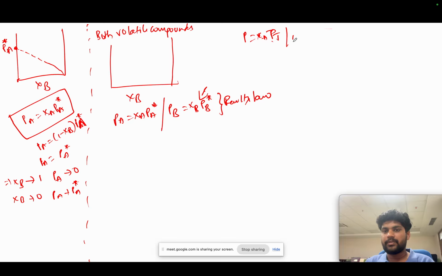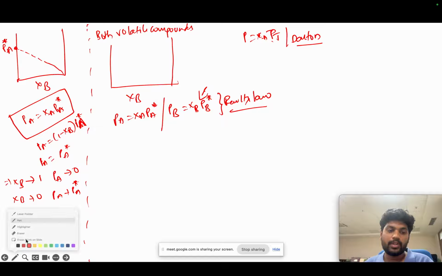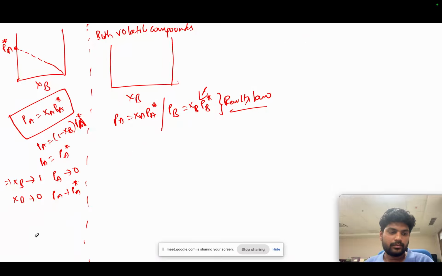Okay, you need to remember the difference between Dalton's and Raoult's law. Okay, the basic difference between Dalton's and Raoult's law is, Dalton discusses the whole total pressure. For Dalton it will be Pa equal to xa into P total. For Raoult's law, Pa equal to xa into P pure. This is pure and this is total. Okay, you need to remember the difference between Dalton's law and Raoult's law.